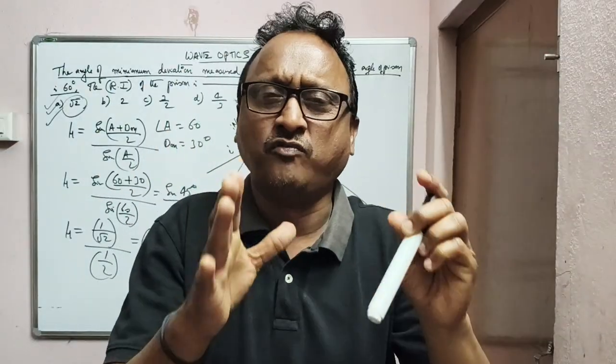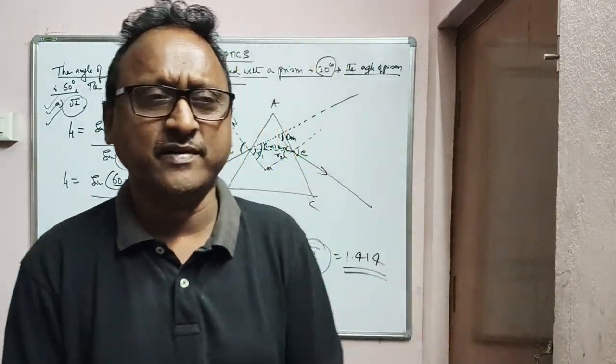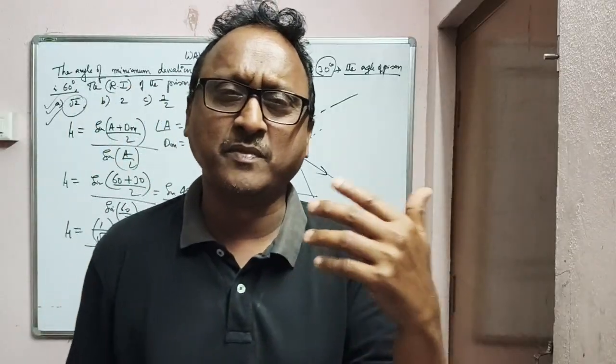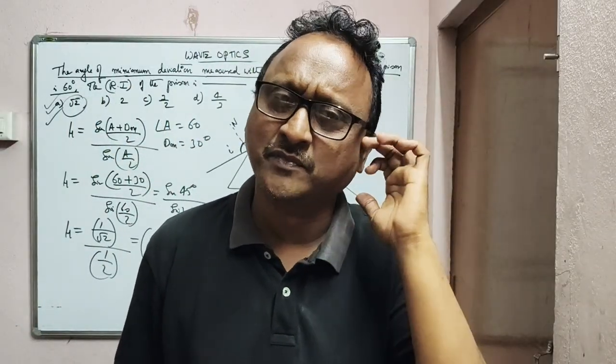This is a direct formula, formula based. There is no need for much derivation. Directly apply the formula sin of (A plus Dm) by 2 divided by sin A by 2. Okay? This is how you have to do it.